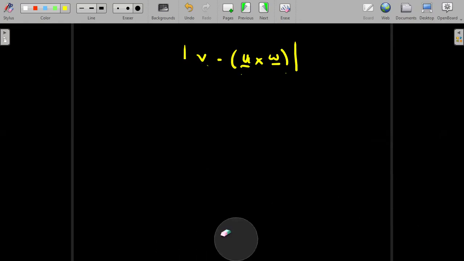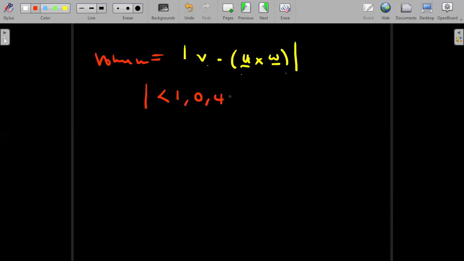Replace that there in the equation. So my volume is going to be equal to that. Then go to my vector v. So I replace my vector v, which is 1, 0, 4. Then the dot product of, so I replace the cross product which I just found, which is 16, negative 10, 14, and modulus.